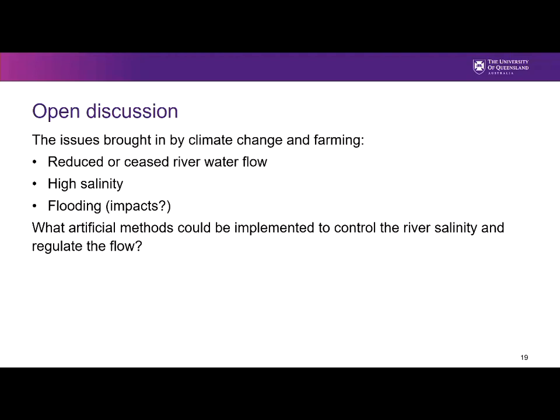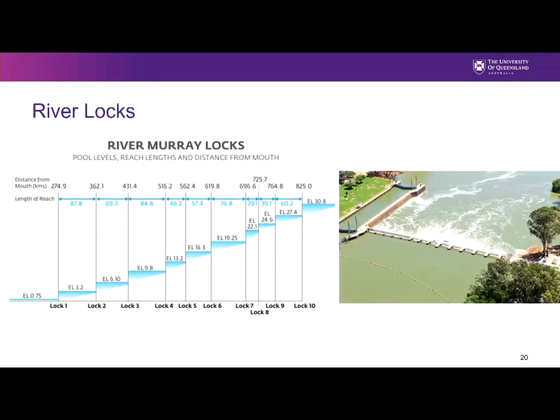Right, okay, so now we have discussed that there are two ways: setting up locks, and salt interception. So let's have a look at that. First is the River Murray locks. It starts from lock 1 near the coast to lock 10 all the way up. So that basically makes the river into individual compartments. But they are not completely sealed. You always allow a bit of water to move down to maintain the flow.